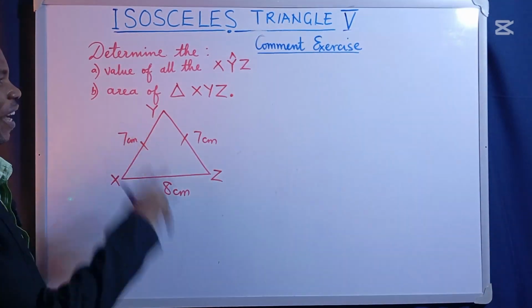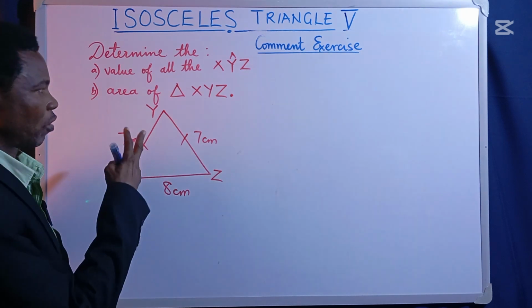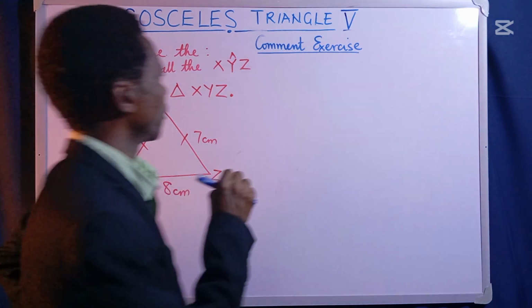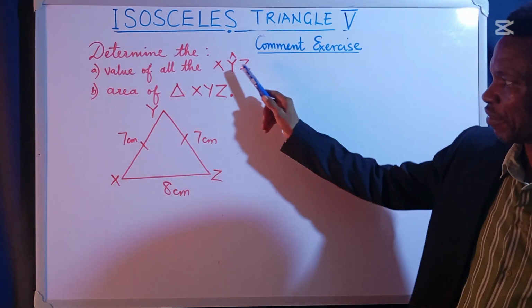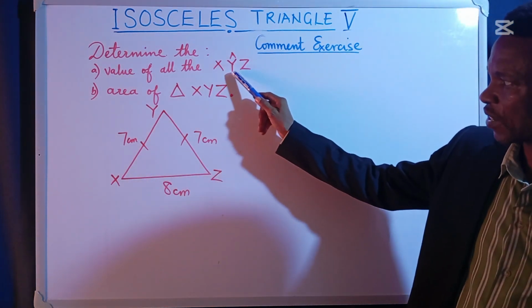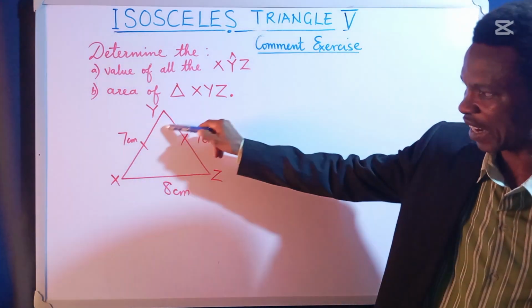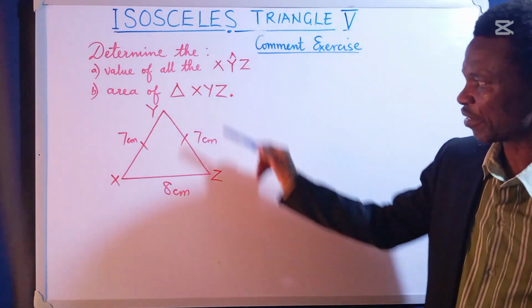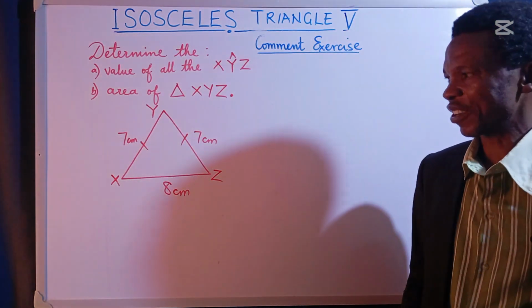All right, so after going through the explanation, we have this exercise on the board. I want you to find the value of angle XYZ. What is the value of this angle here? And then secondly, find the area of this triangle.